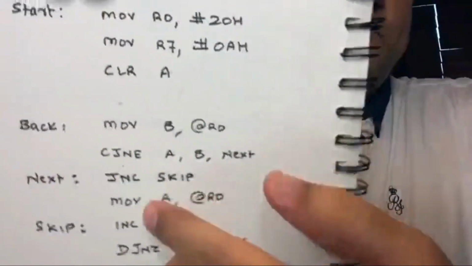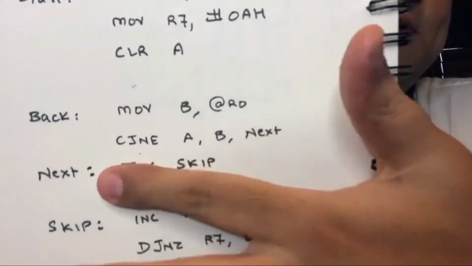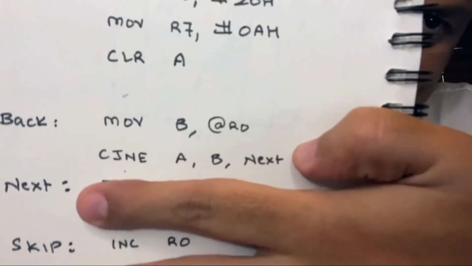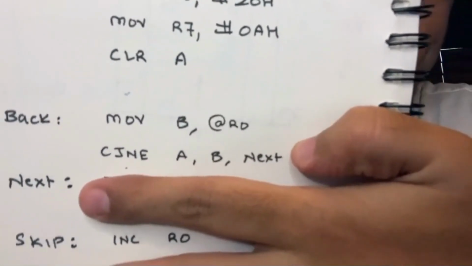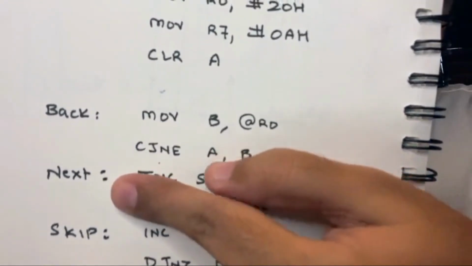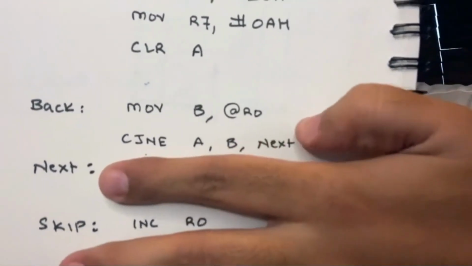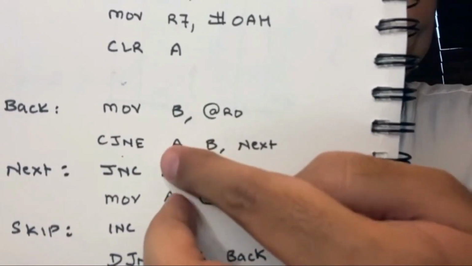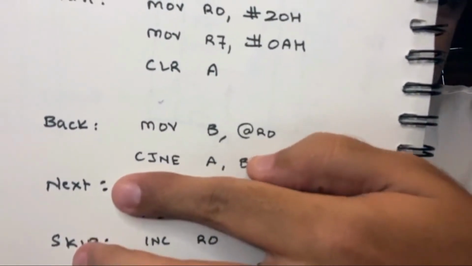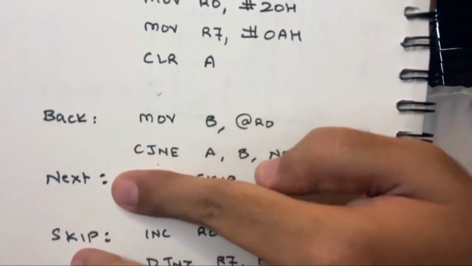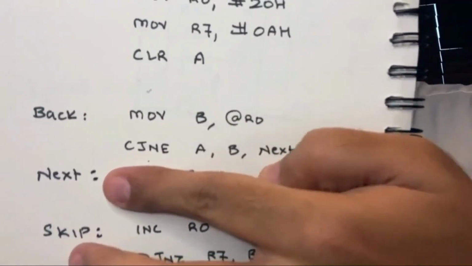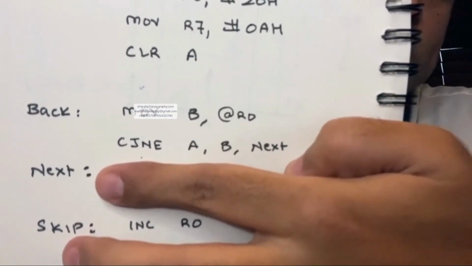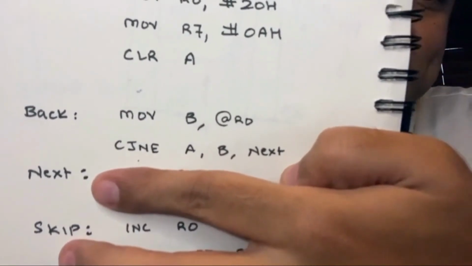So now, when we come to next, we're going to check the carry flag. If there is a carry, what does that mean? That means A is smaller than B, which means B is the new higher number. It should be copied to A. So for the last time, if there is a carry, I should copy B to A. If there is no carry, that means either A is already bigger than B or A is equal to B. In both cases, I don't need to copy, I need to skip.